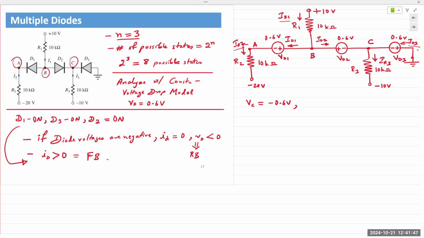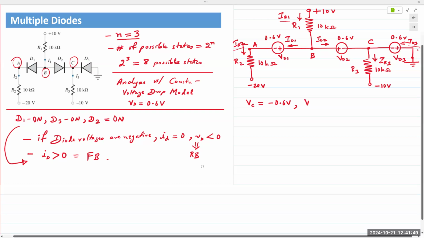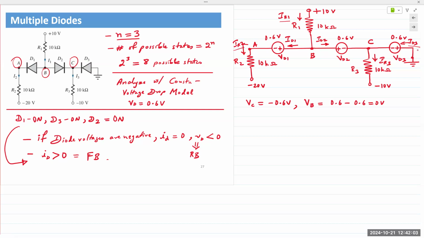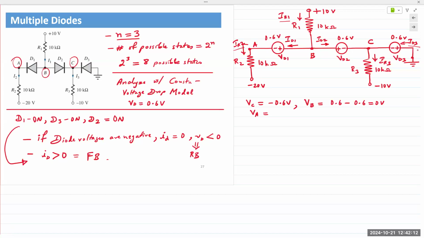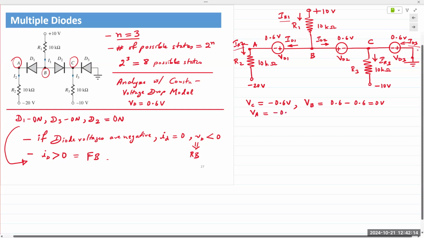Now, if VC is minus 0.6 volts, what is VB? Well, VB is 0.6 volts above C. And so VB is 0.6 minus 0.6, which gives me 0 volts. So VB is 0 volts. And if VB is 0 volts, then VA, which is 0.6 volts below voltage B, would again be minus 0.6 volts.